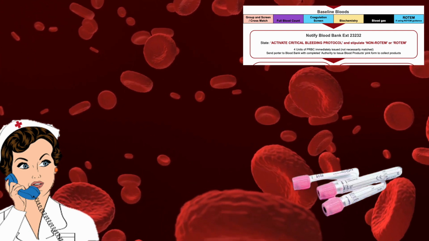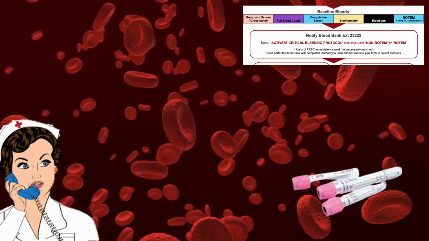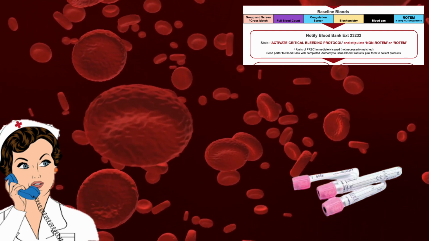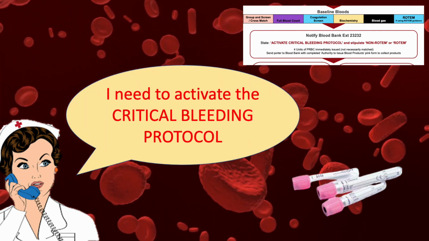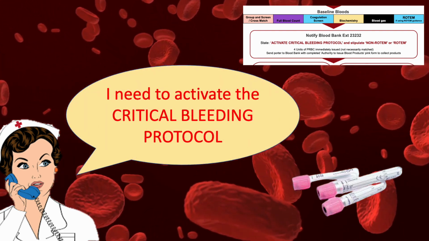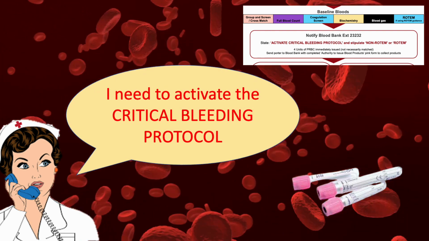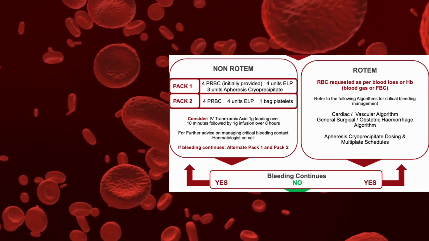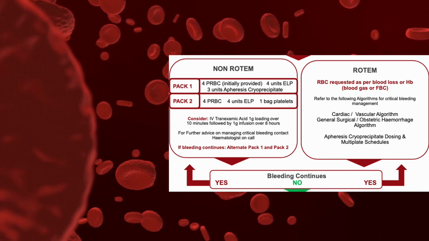We also need to tell blood bank so that we can get blood as quickly as possible. Blood bank can be contacted on 23232, and you must say, "I need to activate the critical bleeding protocol." Remember, you can't ask for an MTP. You will also be asked if you want a non-ROTEM or ROTEM guided protocol.